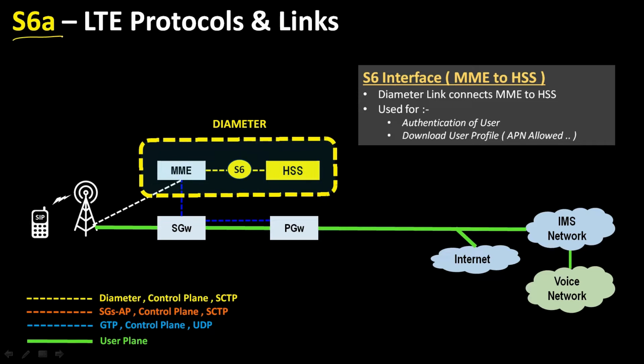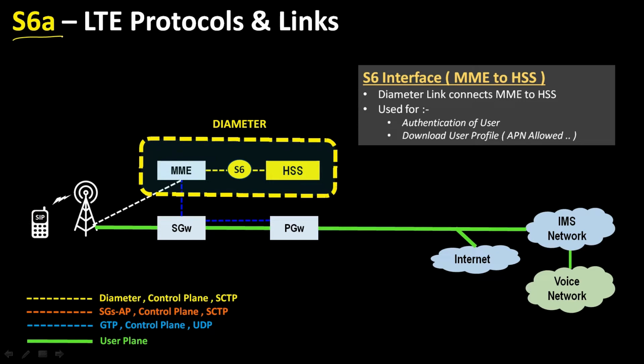S6a links connect MME to HSS. This is a Diameter link and is used by MME for checking the subscription and authentication data, for authenticating and authorizing the user access from the HSS. In simple words, MME downloads the user profile from HSS with the help of the S6a link.